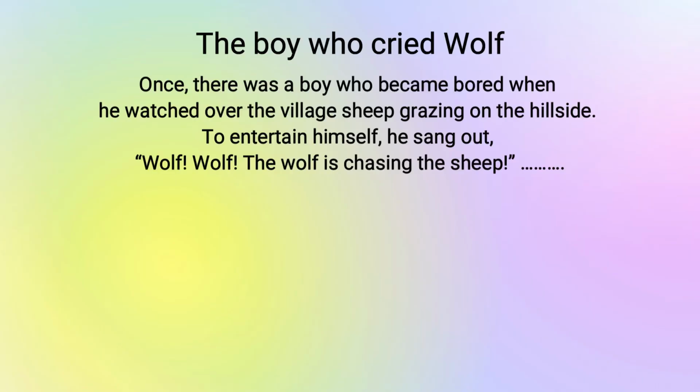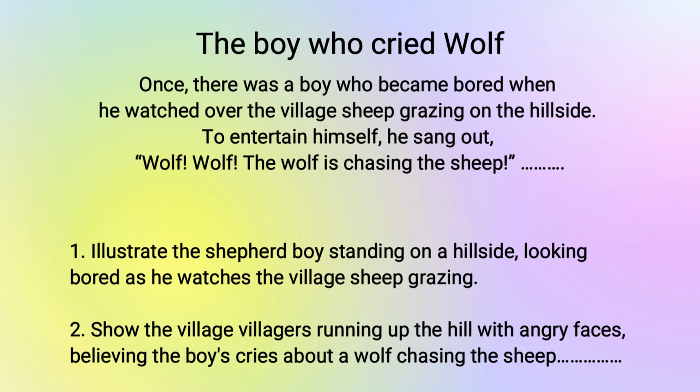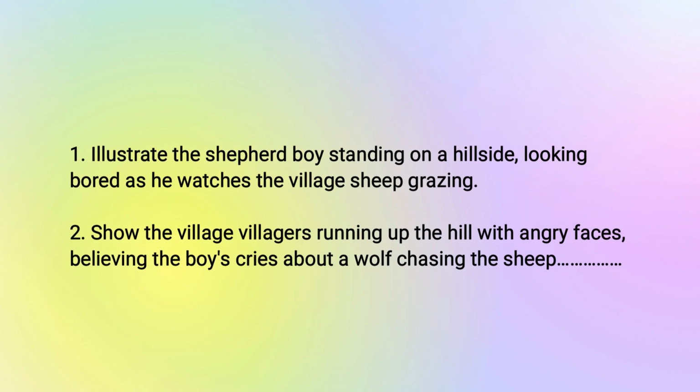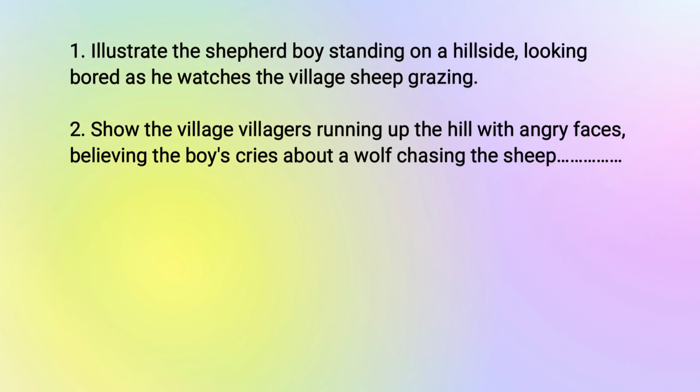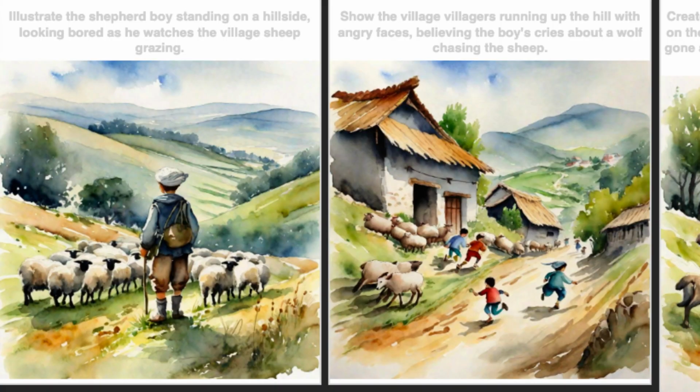Let's see how we can do this algorithmically. We'll first take the text, use OpenAI's ChatGPT API and extract a list of illustration prompts. So once we extract 3 or 4 illustration prompts from the input text or story, we are going to use Segmind's API that takes in each of these illustration descriptions or prompts and generates a relevant image for that prompt. Segmind uses SDXL, that is Stable Diffusion XL 1.0, to generate high quality illustrations in the style that we give.